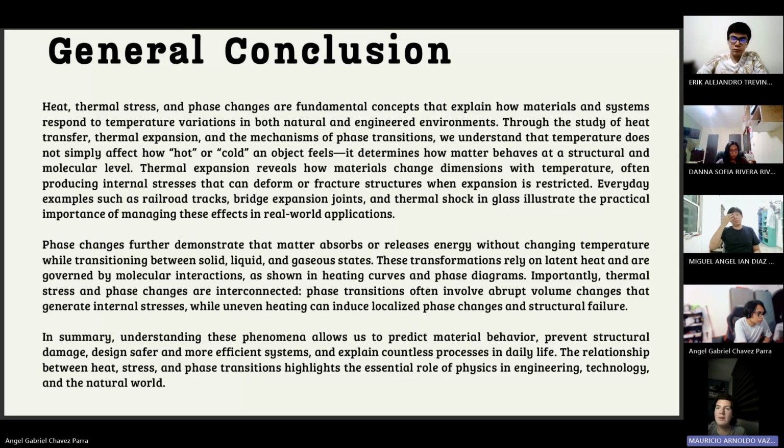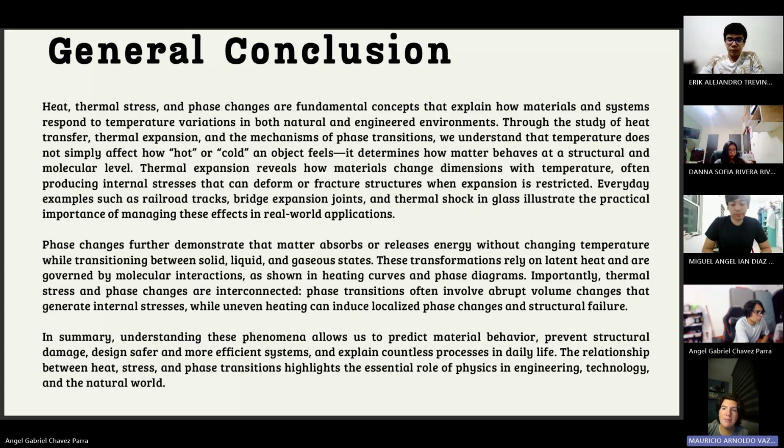So the study of heat transfer, temperature and the mechanisms of the transients helps us understand that temperature does not simply affect how hot or cold an object feels. It determines how matter behaves at the structural and molecular level.